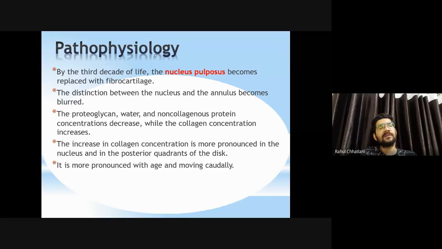The increase in the collagen concentration is more pronounced in the nucleus and in the posterior quadrants of the disc. It is more pronounced with age and more caudally, moving superiorly. Cervical region most affected, yes, at this point. And slowly and steadily, when you move downwards, it increases. Why does it increase? Because of the pressure. On cervical, whose pressure is there? Only the head. On thoracic, cervical plus head.